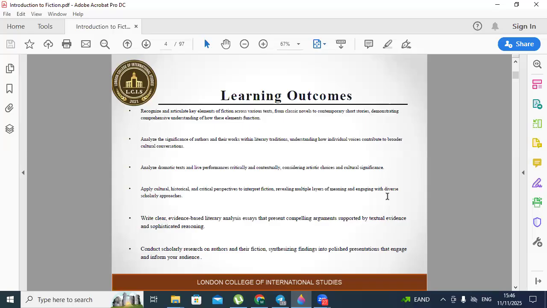Write clear, evidence-based literary analysis essays that present compelling arguments supported by textual evidence and sophisticated reasoning. Conduct scholarly research on authors and their fiction, synthesizing findings into polished presentations that engage and inform your audience.